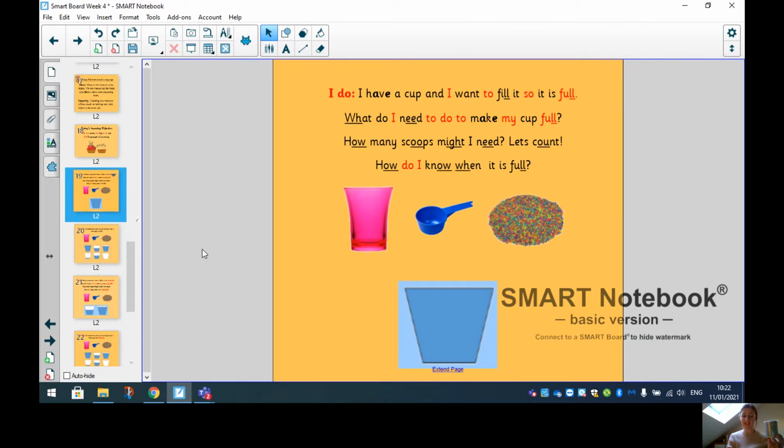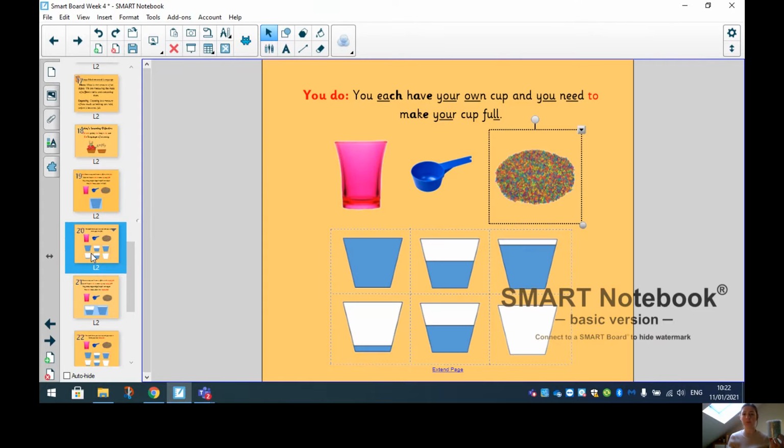It is asking us, you each have your own cup and you need to fill your cup so it is full. So what you need to do now at home, grab a cup. Oh, a glass. Be very careful if you're using glass not to drop it or anything. Make sure your adult is around, and you need to make it so it is full. Get some rice at home, pasta. You could even use anything that you've got in your cupboard. You can even use some water. If you want to use water, you can pour the water in to make it full. See what you've got around your house to make it full.